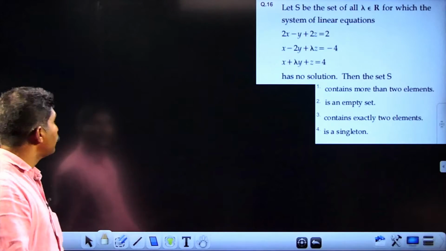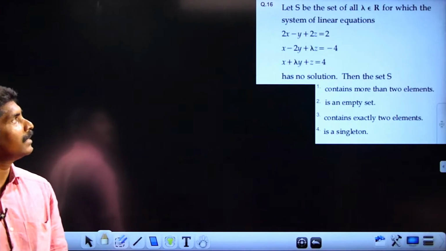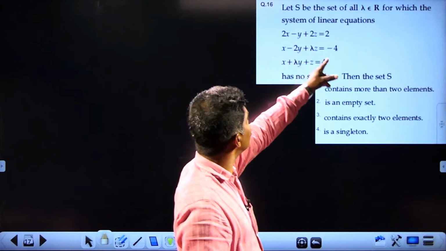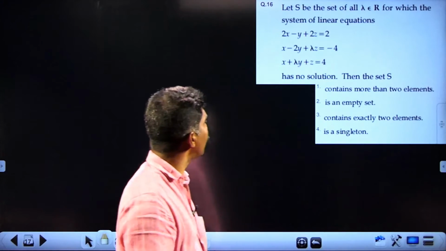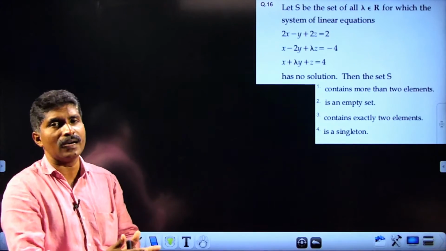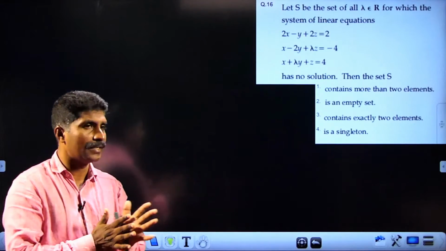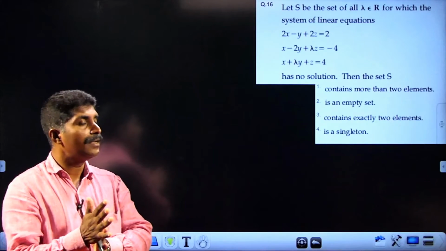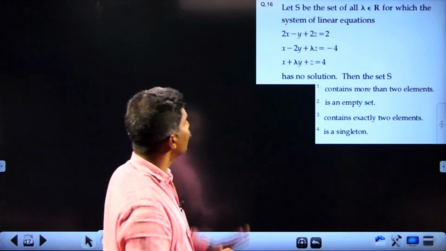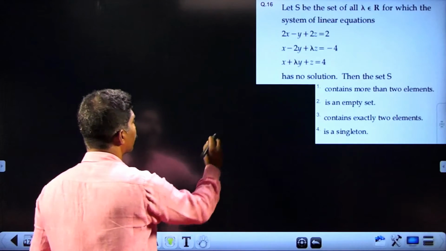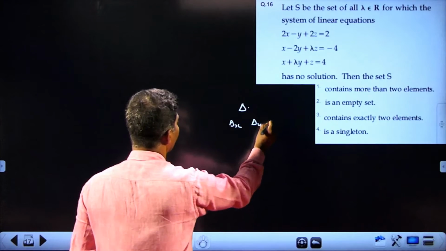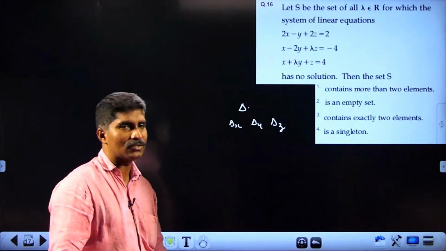Question number 16. The set S is the set of all lambda belonging to R for which the given system of linear equations has no solution. Another very important, repeatedly asked question for any entrance examination is consistency and number of solutions. So for the consistency and number of solutions, what will you apply? Delta, delta x, delta y and delta z. You will use Cramer's rule usually.